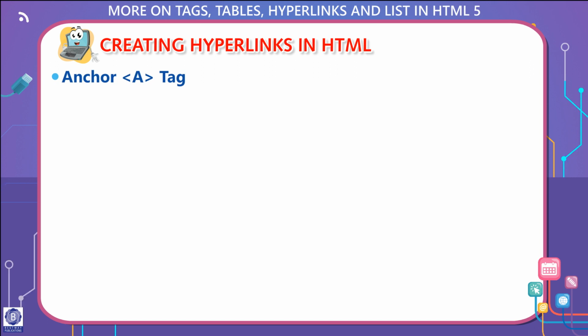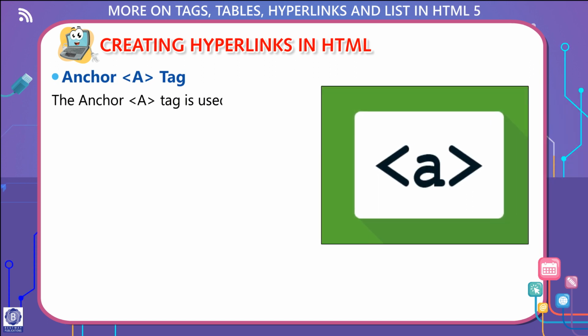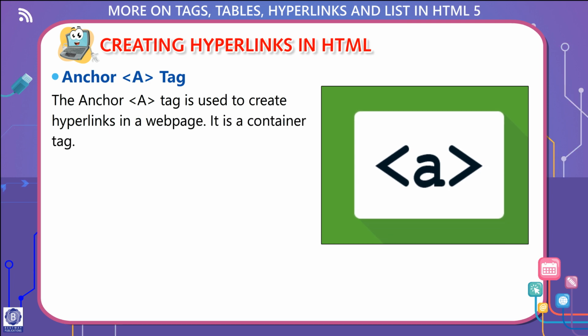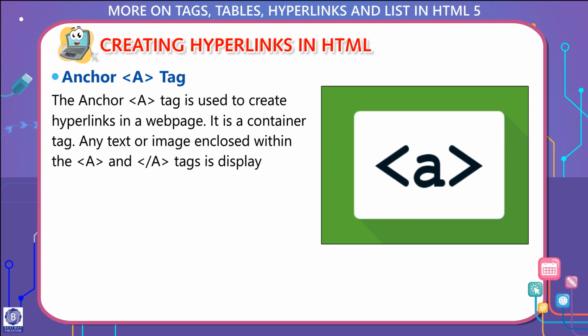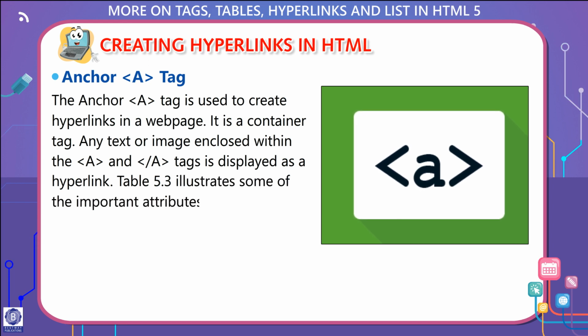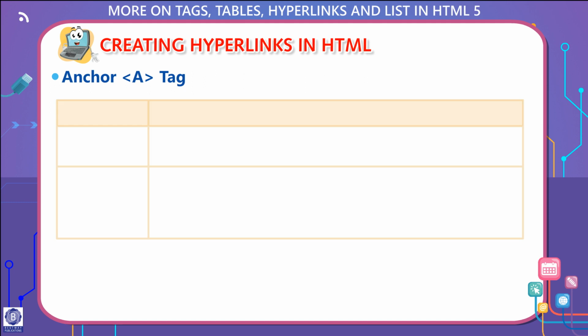Anchor A tag. The Anchor A tag is used to create hyperlinks in a web page. It is a container tag. Any text or image enclosed within <a> and </a> tags is displayed as a hyperlink. Table 5.3 illustrates some of the most important attributes of the A tag.